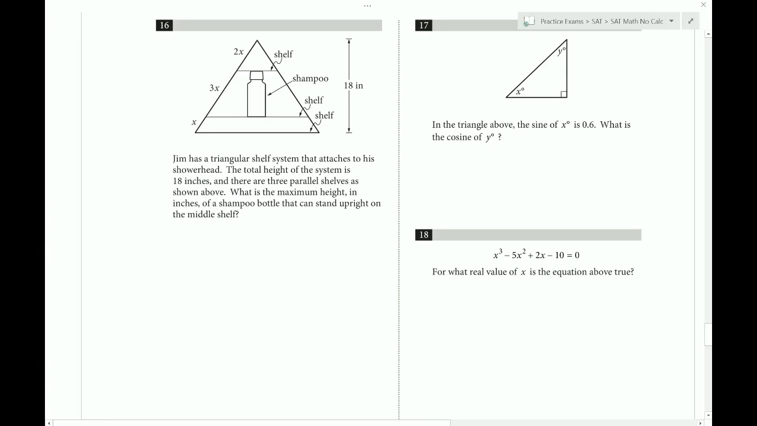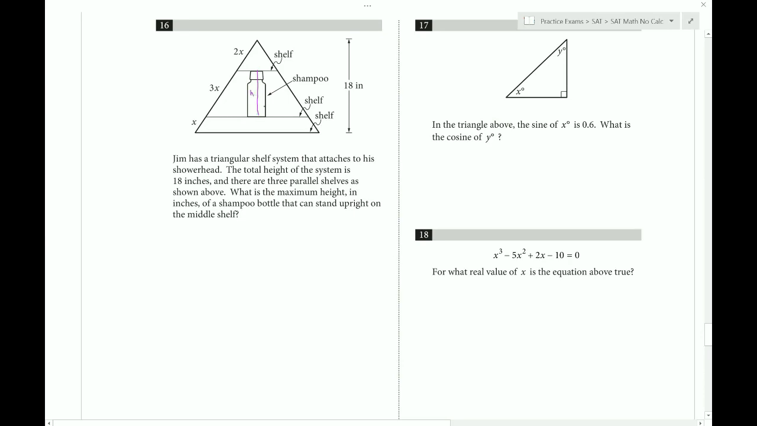Okay, we're on to the grid ends here. Jim has a triangular shelf system that attaches to his shower head. The total height of the system is 18 inches, and there are 3 parallel shelves as shown above. What is the maximum height in inches of a shampoo bottle that can stand upright on the middle shelf? So we want to know this height h.